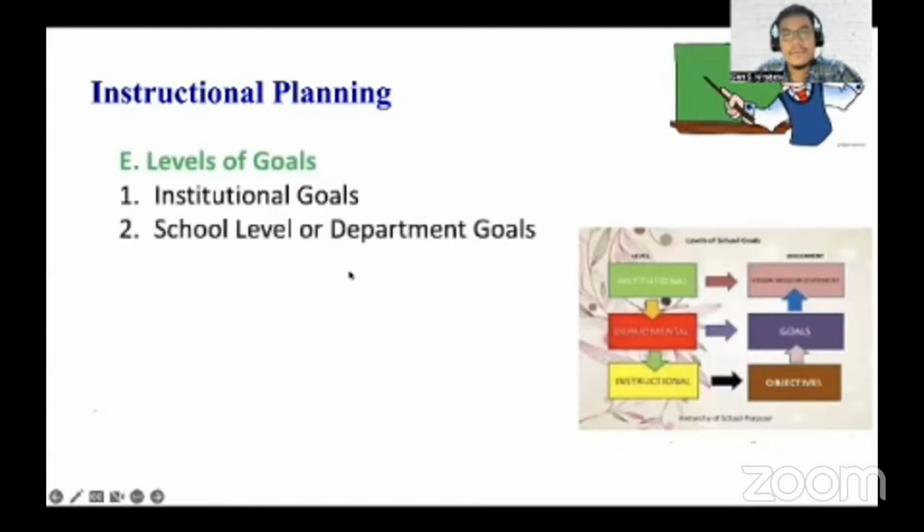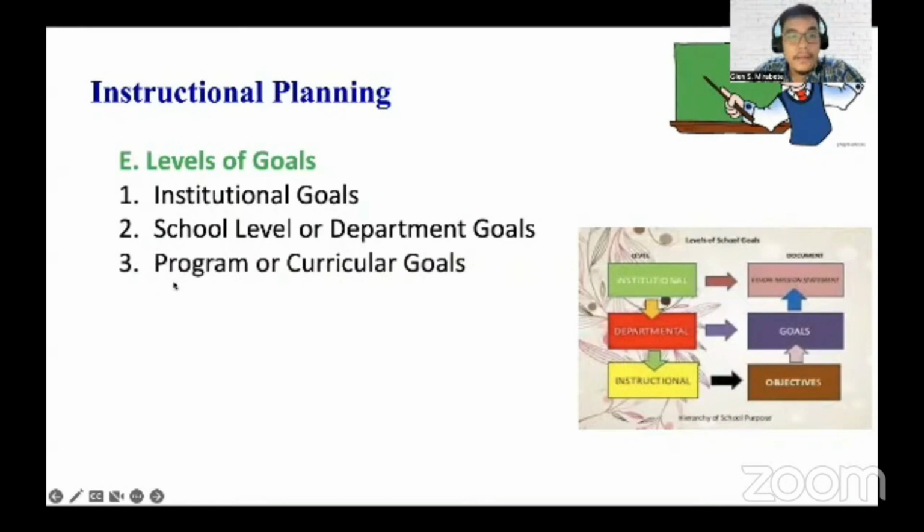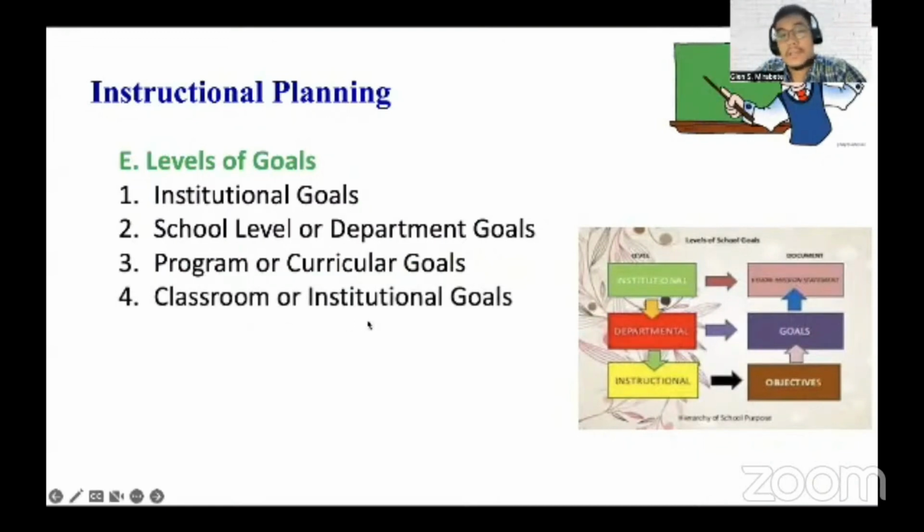There are levels of goals. It can be institutional goals for the school level, or department goals, for example, science, math. Program or curricular goals can be per subject, or classroom or instructional goals. So that means the classroom level per teacher.